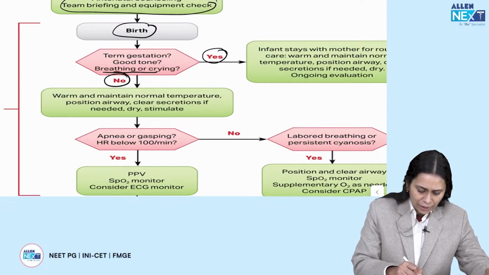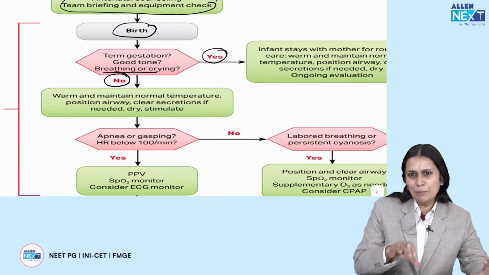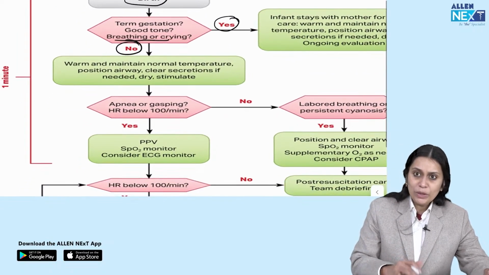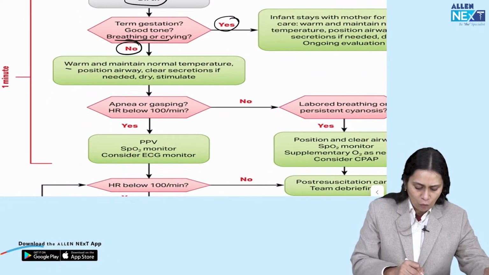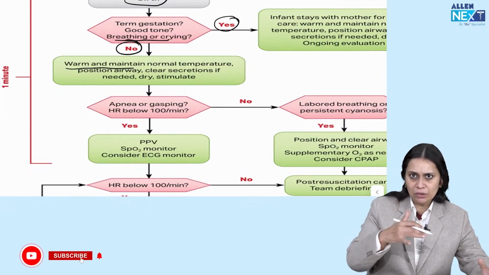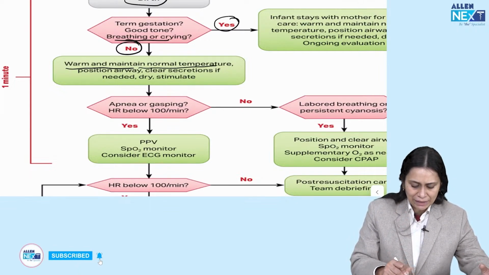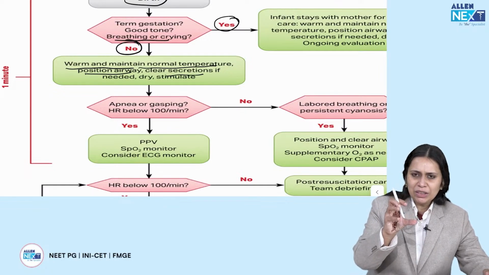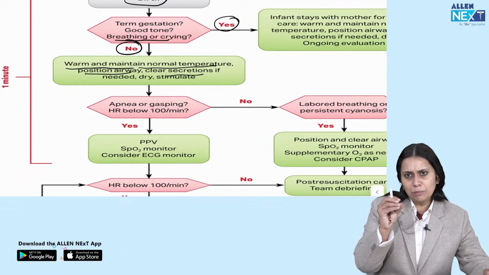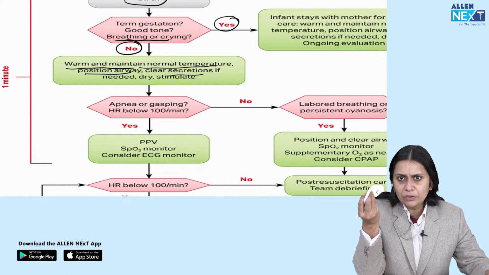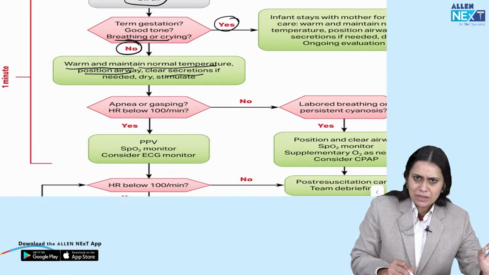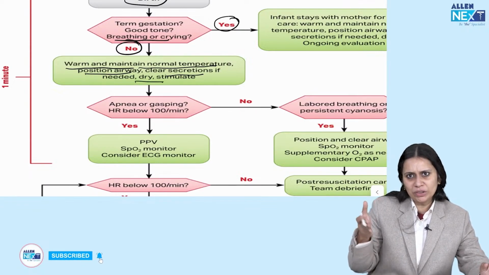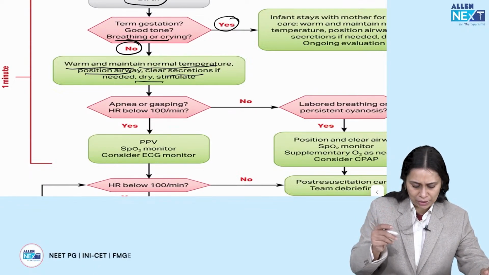If this is not there, let's say there is hypotonia or no cry, then we just stimulate the child. We warm the child, we clean the child with a soft cloth, we maintain the temperature, position the airway, and clear the secretions with suction, the small balloon suction which we use in neonates. We slightly stimulate by a pat on the back of the child.